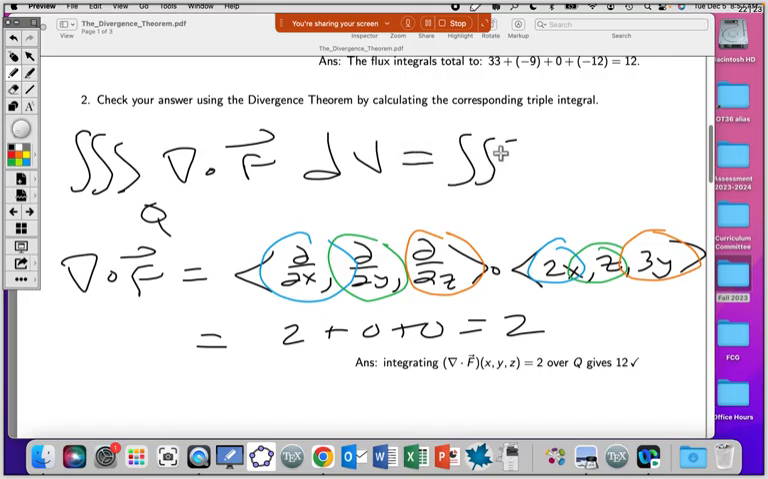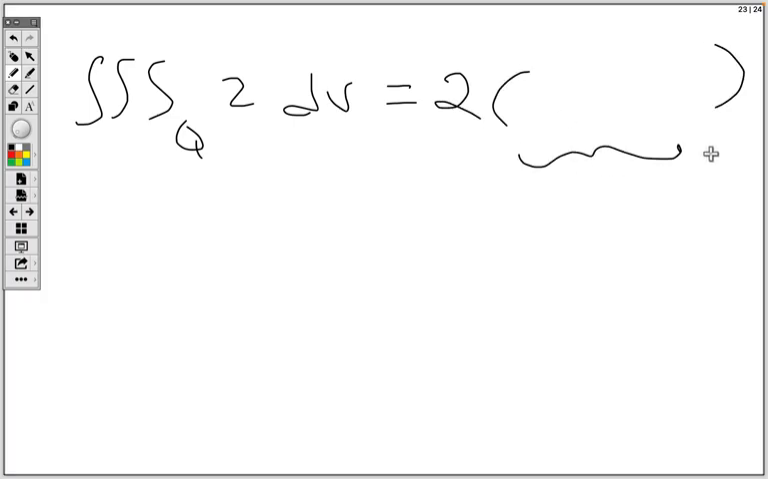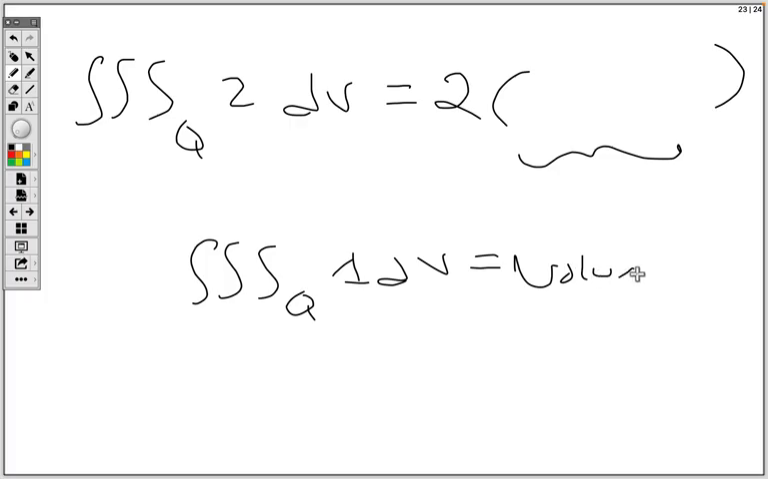So that means I'm just integrating 2 dV. Now, if you integrate 2 dV, that's just going to give you 2 times the what? If you integrate 1 dV, that's just going to give you the volume of Q.